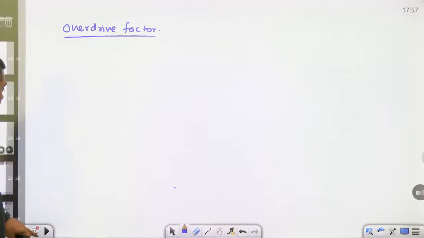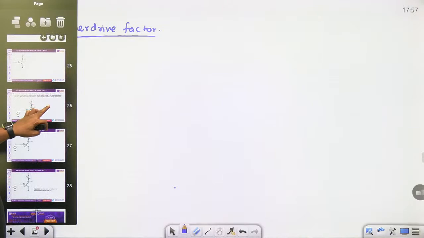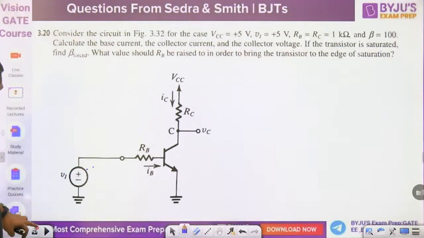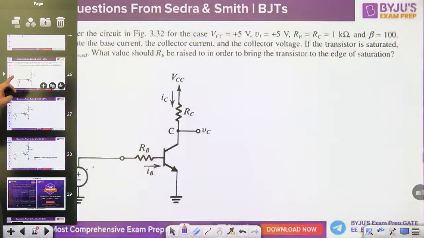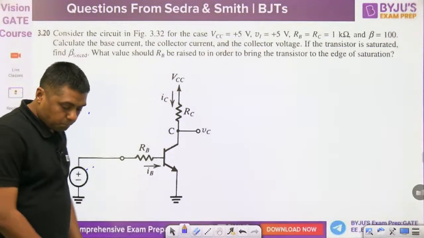So this is the overdrive factor, IB upon IB minimum. Now next one. The next question is again a very important one. Now this one. Tell me.